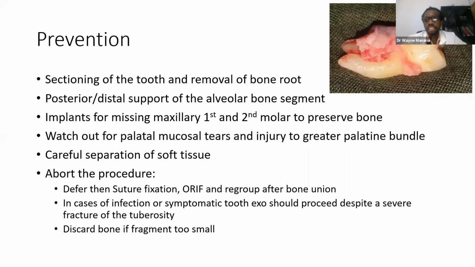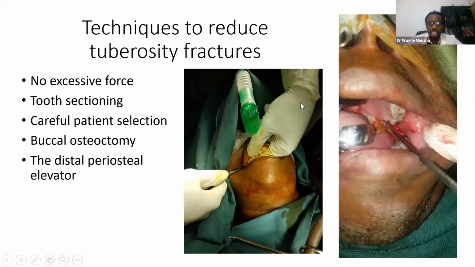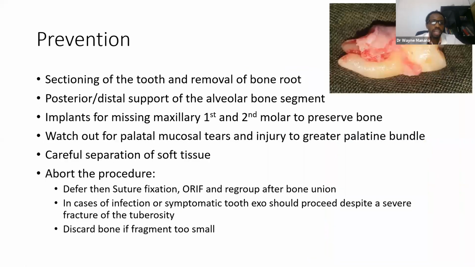Sometimes you have to divide the tooth, because what we now know is the more you divide the tooth, the less force is required to extract the tooth. Then there is a certain maneuver where you put your finger behind the alveolar bone during the extraction. One finger, the index finger, is distal as you are elevating the tooth, so it gives you a guideline of whether the tuberosity is moving.